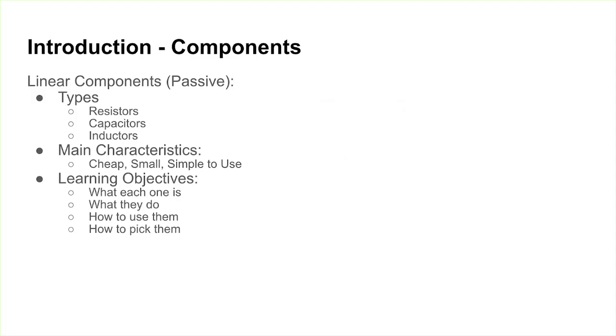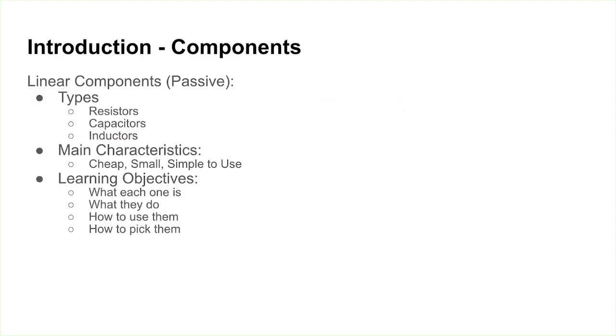So we're going to introduce some of our components. Our linear components, which we also call passive components. And in this video, we are only going to cover resistors and capacitors. The main characteristics of a passive or a linear component is that they're cheap, small, and pretty simple to use. They're called linear because there's a linear relationship that they have with voltage or current.